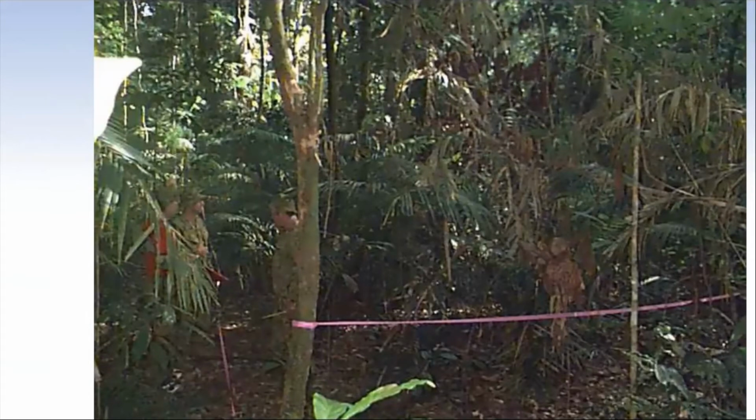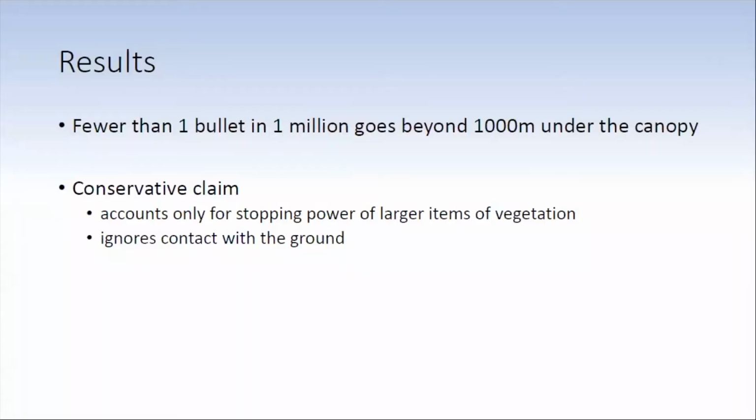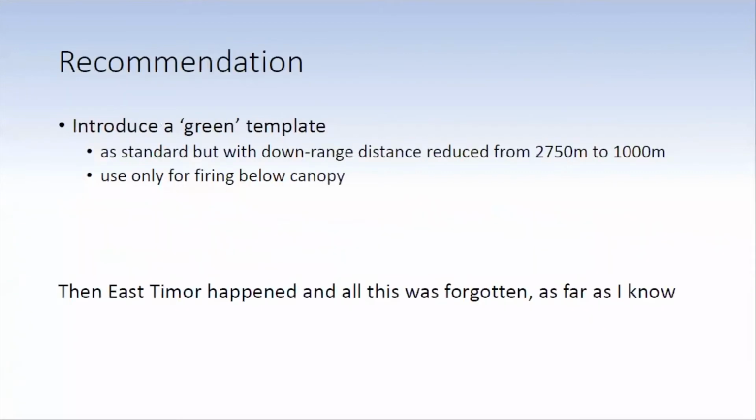I think one of the problems is this is hard to see because there's some light on it, isn't there? Never mind. It looks good on here. And the conclusion was written there. Okay, if we figure that fewer than 1 bullet in a million goes beyond 1,000 meters. That's all sort of bold. I mean, that's a pretty conservative claim. And so I won't go into the statistics of that. It was only really a pilot study.